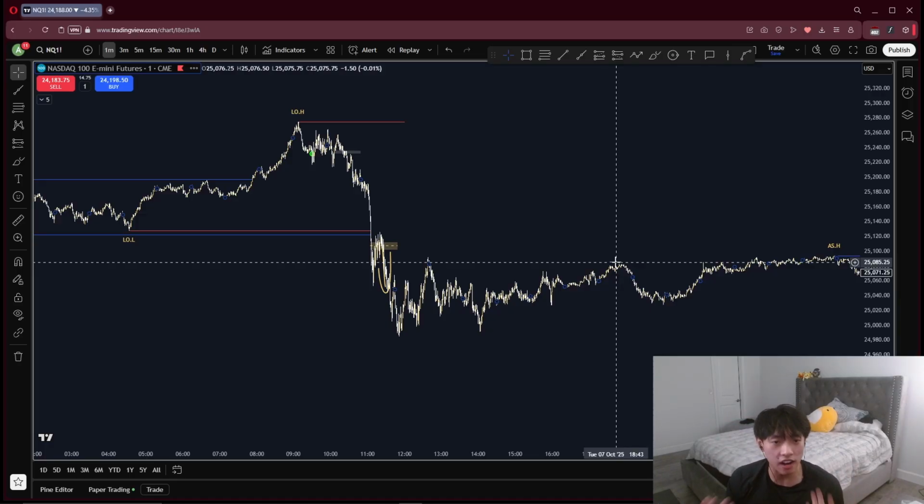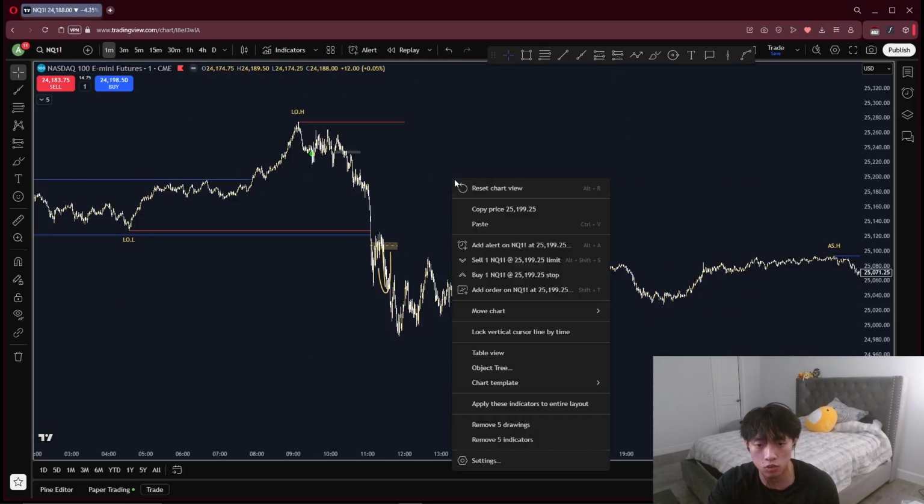It's very useful. It's a very simple indicator. It's not going to clog up your chart. It's right on your screen.